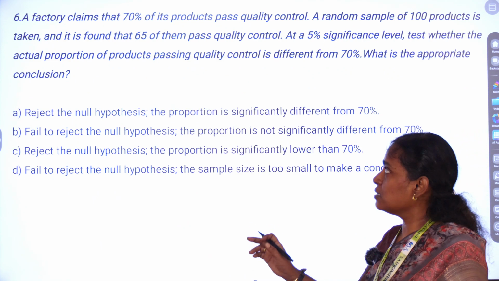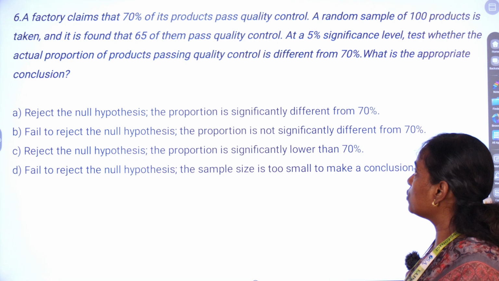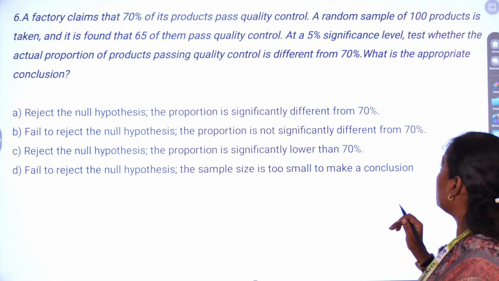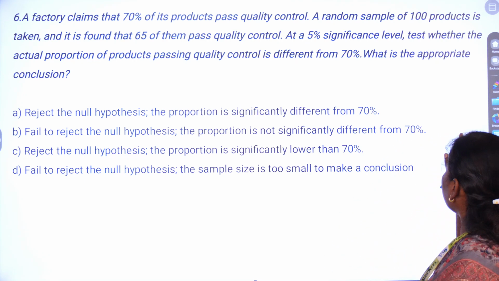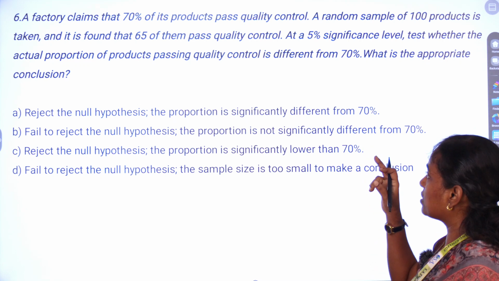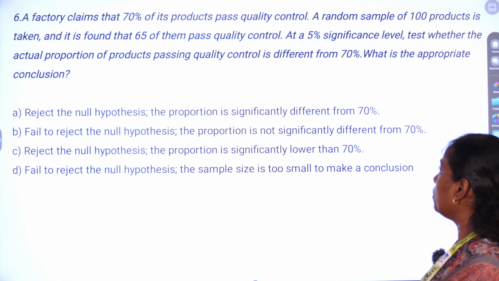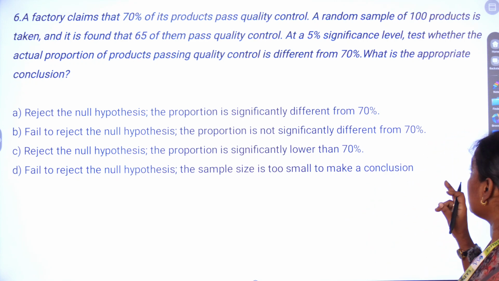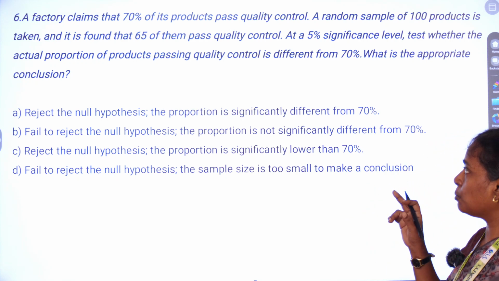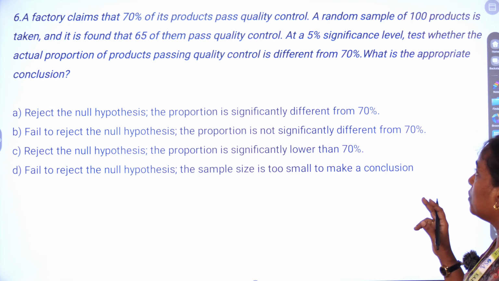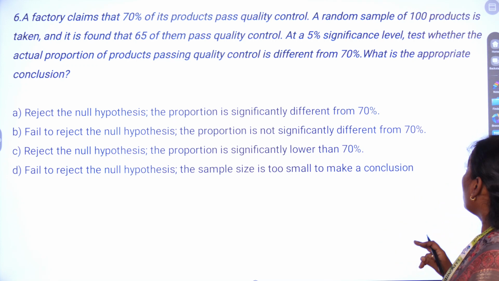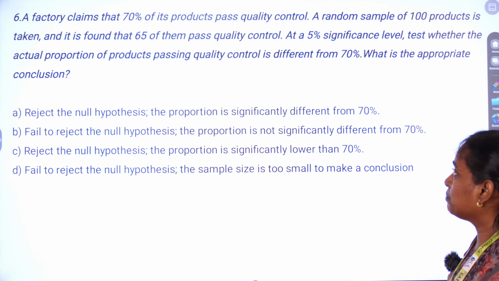Now the next question is, a factory claims that 70% of its products pass quality control. A random sample of 100 products is taken and it is found that 65 of them pass quality control. At a 5% significance level, test whether the actual proportion of products passing quality control is different from 70%. What is the appropriate conclusion?